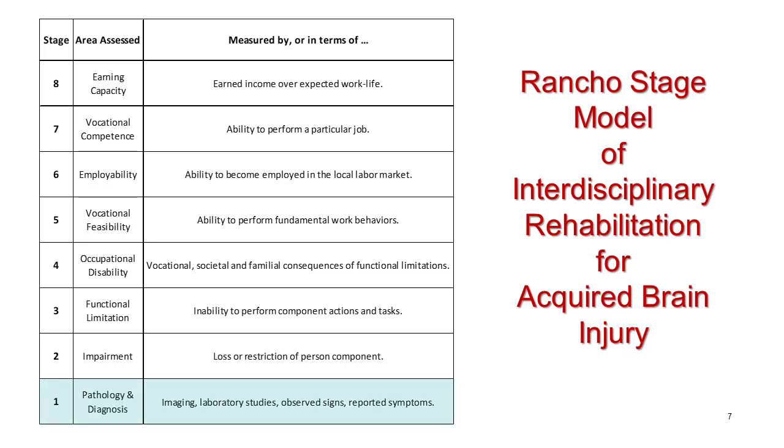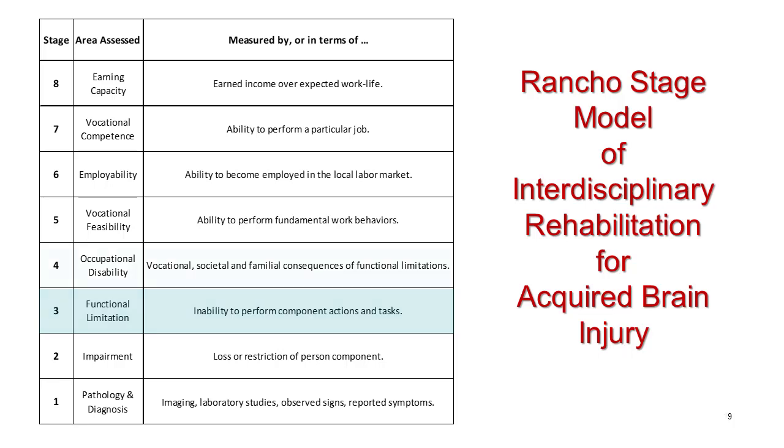The 8 stages of this hierarchical model begin with the team addressing the person's pathology and diagnosis, getting a good handle on what's gone wrong. This is measured in terms of imaging, laboratory studies, or observed signs and reported symptoms. The second stage focuses on the person's impairments, the loss or restriction of various person components, such as loss of a limb, paralysis due to a spinal cord injury or disease, or one or more problems with the brain, heart, or major other organs. The third stage focuses on the person's functional limitations, or their ability to perform component actions and tasks.